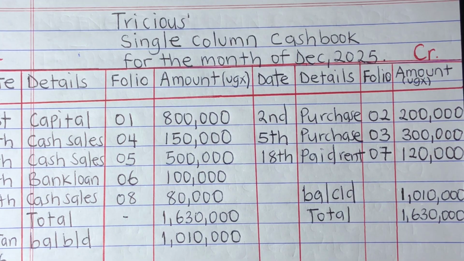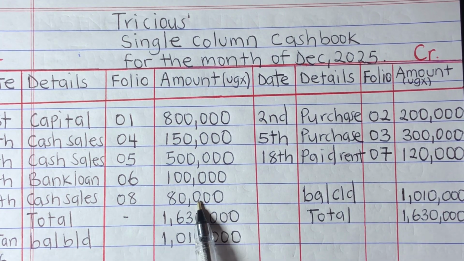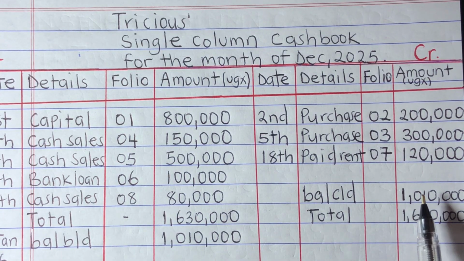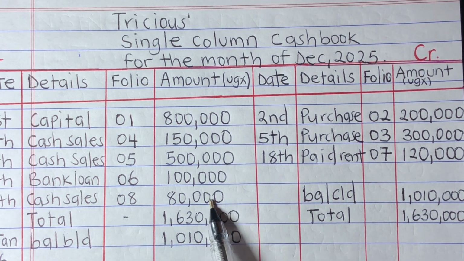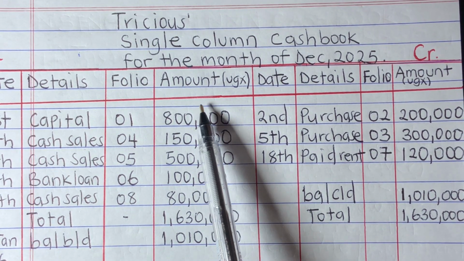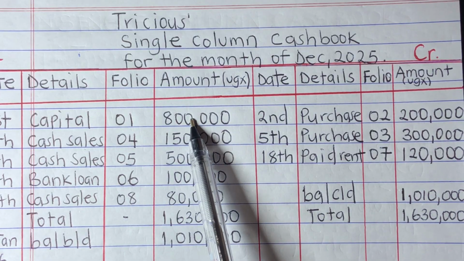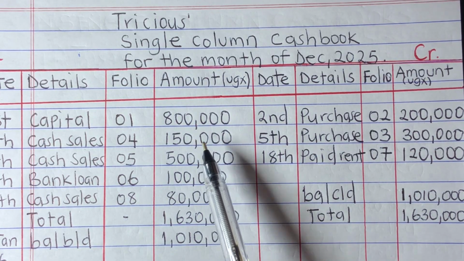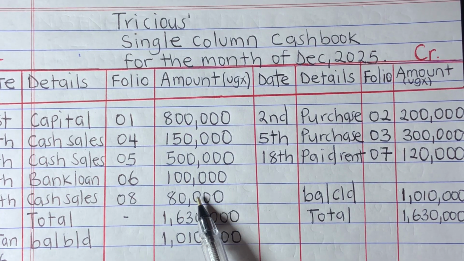So when you're balancing a single column cash book, we add the totals separately in the amount column on the debit side and separately in the amount column on the credit side. So we had 80,000. It is 800,000 plus 150 plus 500,000 plus 100,000 plus 80,000. Get the total and put it somewhere.